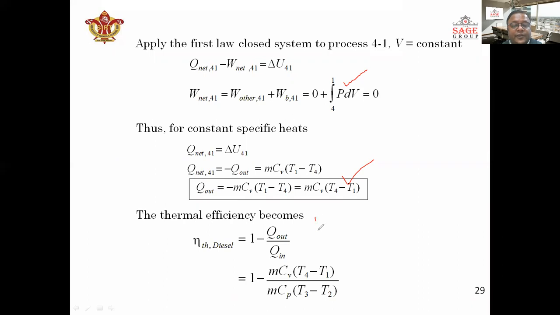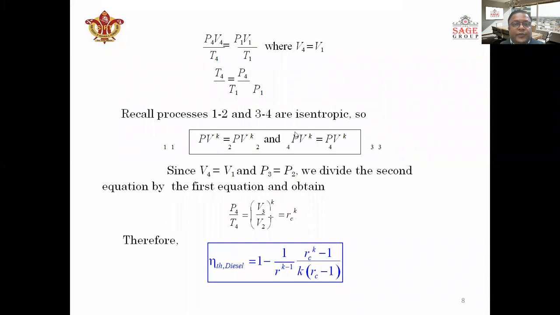The thermal efficiency becomes 1 minus Q out by Q in, and the formula becomes, putting in all these values of the heat rejection and the heat supply, जितनी भी आपकी heat supply और heat rejection की values हैं put कर देंगे यहाँ पे. So P4 V4 by T4 is equal to P1 V1 by T1. This is the gas law where V4 equals V1, and after simplification it comes to T4 by T1 is equal to P4 by P1. Recall that processes 1 to 2 and 3 to 4 are isentropic, in which the formula will reduce and be converted into this form.